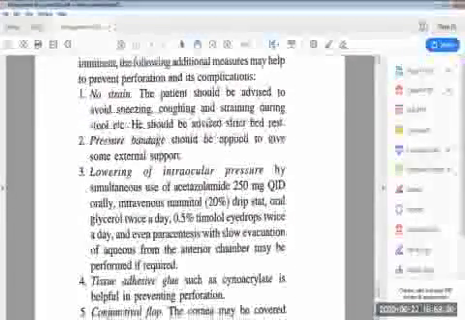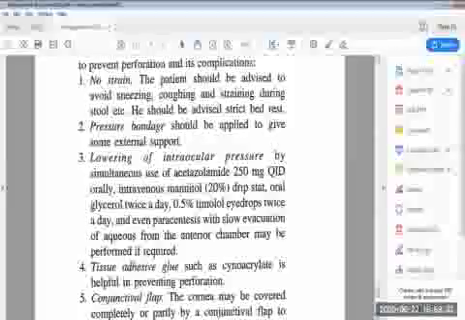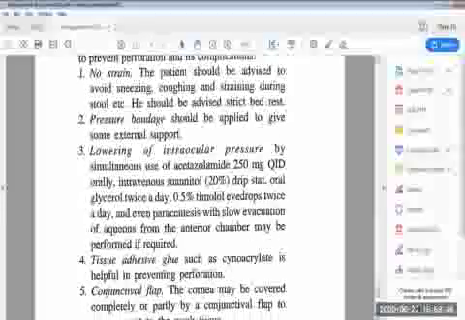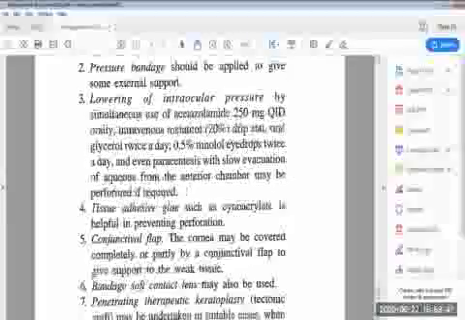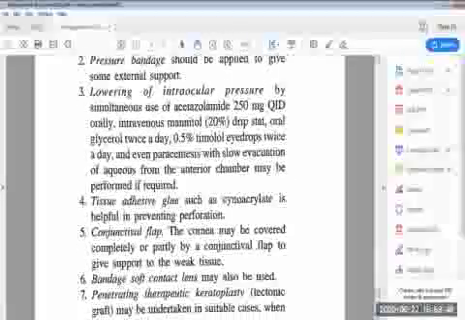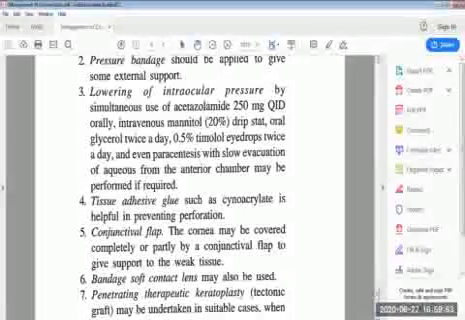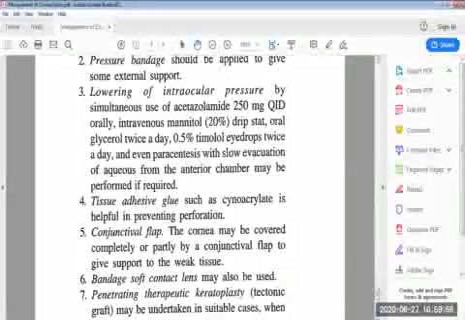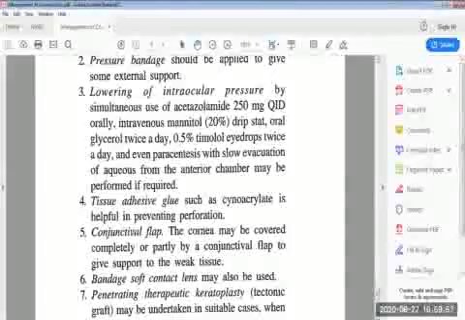First is no strain. The patient should be advised to avoid sneezing, coughing, and straining during stool. He should be advised strict bed rest. A pressure bandage should be applied to give some external support. Lowering of intraocular pressure by simultaneous use of acetazolamide, intravenous mannitol, oral glycerol, and timolol eye drops, and even paracentesis with slow evacuation of aqueous from the anterior chamber may be performed.